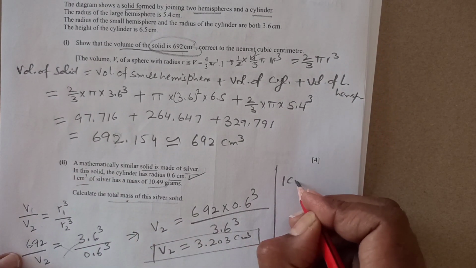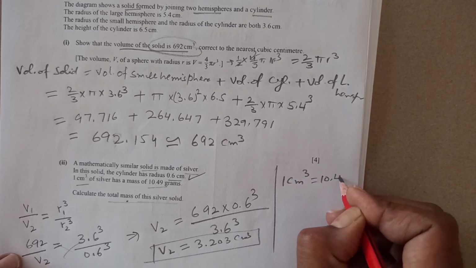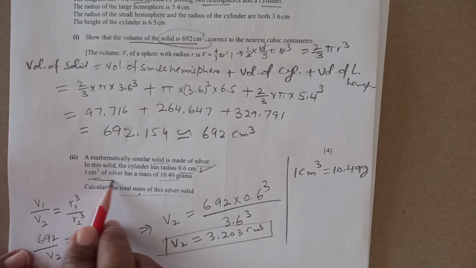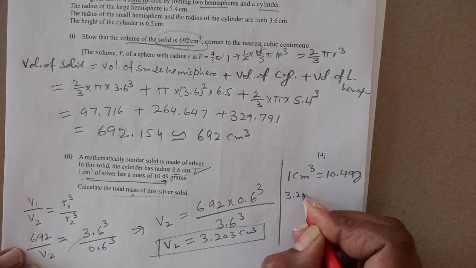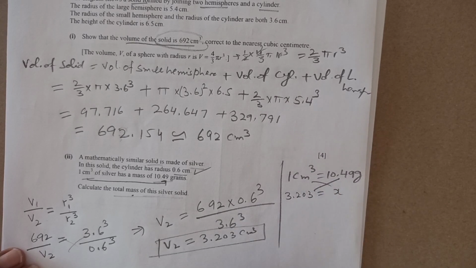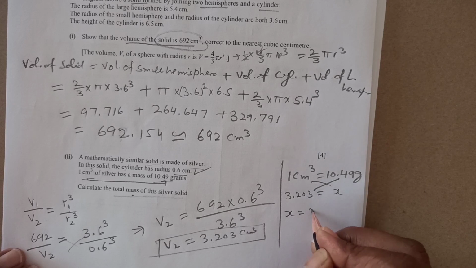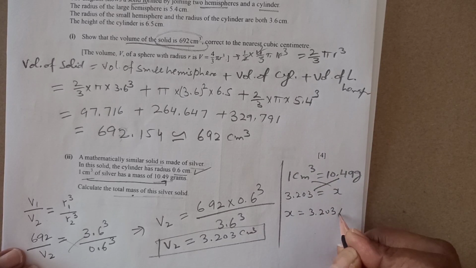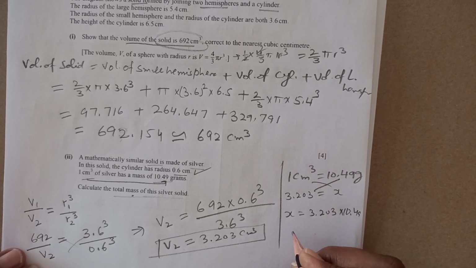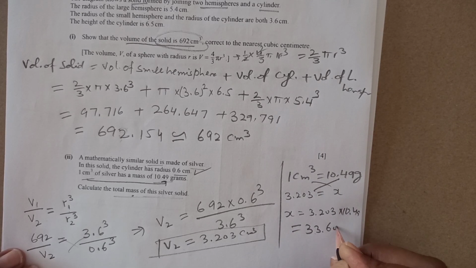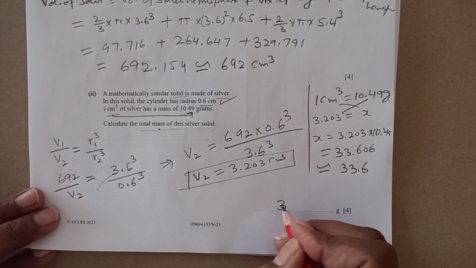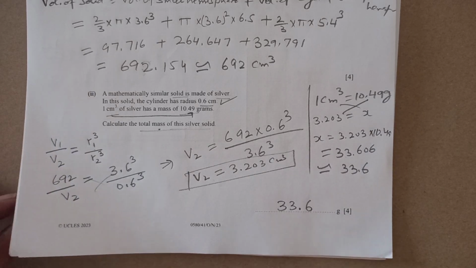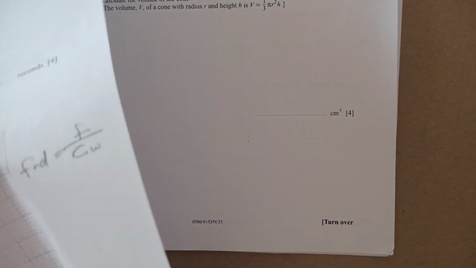So 1 centimeter cube is equal to 10.49 grams. We are given here, right? So this much will be how much in terms of the mass. Then you cross multiply. So this is going to be 3.203 times 10.49. So this is equal to 33.606, approximately 33.6. So 33.6 is the final answer, right? So that's part 2.